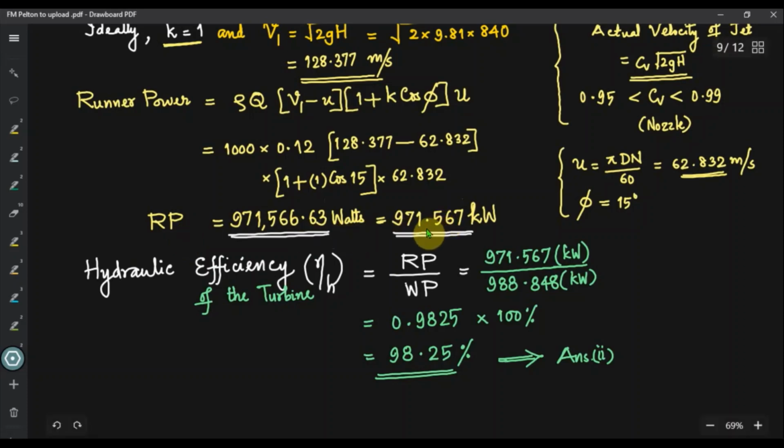Then in kilowatt, that will be 971.567. Now the hydraulic efficiency of the turbine, eta suffix h, is equal to runner power by water power. So runner power is 971.567 kilowatt and water power is 988.848 kilowatt. You will get 0.9825. And if you convert that into percentage by multiplying by 100, you will get 98.25%. That is the hydraulic efficiency of the given Pelton turbine.